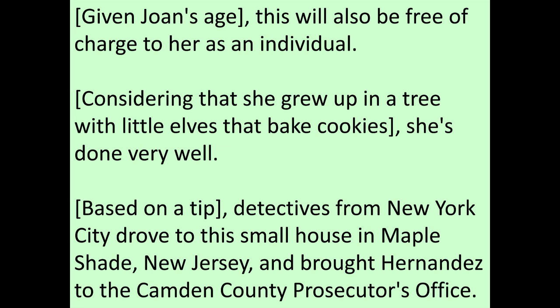Same with this one. Based on a tip, detectives from New York City drove blah, blah, blah. Are the detectives based on a tip? No, of course not. Is it a dangling modifier? Yes, technically. Would we mark this wrong in a paper? No, we wouldn't be jerks like that. This is a perfectly good usage.